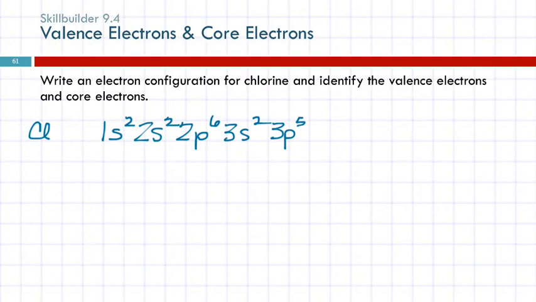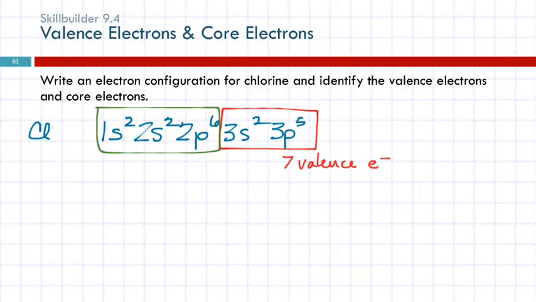Electron configuration from the periodic table. Identify the valence electrons and the core electrons. Well, what's the highest occupied level? 3. So all of the electrons on that third level, the third floor of the hotel, are valence electrons. So there are 7 valence electrons. And then the core electrons are everything else. There's 10 core electrons. Questions?